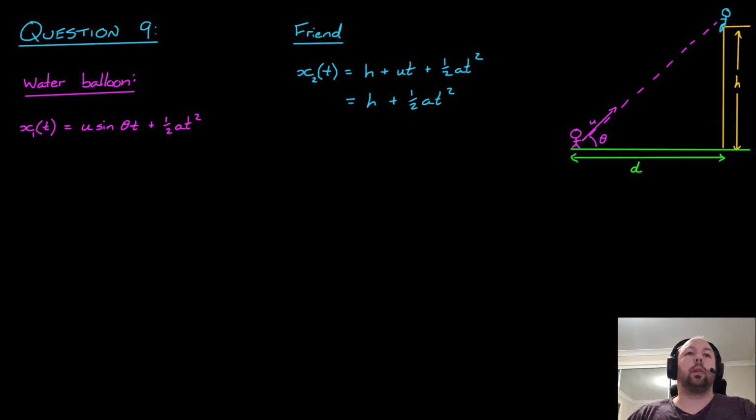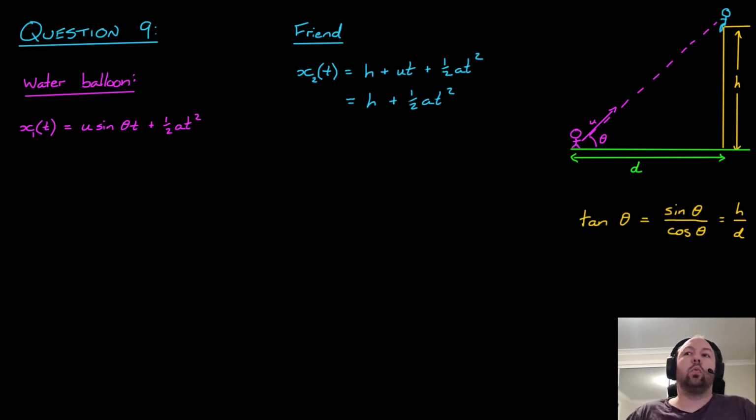Of course, the water balloon, if we follow ut plus half at squared, the initial vertical velocity is u sine theta. Now, right now, those two functions don't look particularly the same. We've got plus half at squared in both cases, but in one we've got h and in the other we've got u sine theta times t. The trick will be realizing that we've actually got more information than we think.